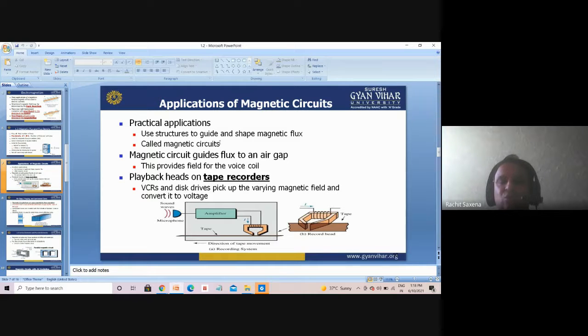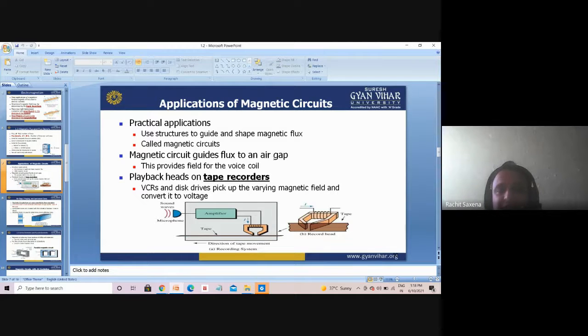As I earlier told you, we need a coupling circuit, that is the magnetic circuit. But basically, how can we make a magnetic circuit? We can make a magnetic circuit with the help of its shape, whichever type of shape we have. Okay, now magnetic circuit guides flux to an air gap.